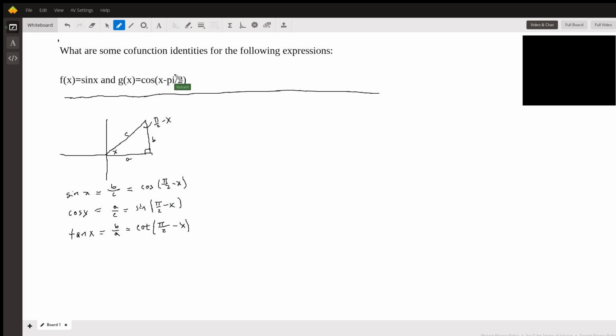Now, the student's also asking about this one, and this one is in the fourth quadrant. Let me show you why. So instead of writing x minus pi over 2, I'm just going to write it as negative pi over 2 plus x. The reason that this is useful is you want to go down pi over 2, because here's negative pi over 2. Then you want to add back x. So x actually lies here.